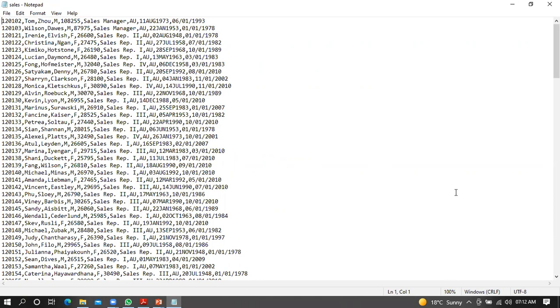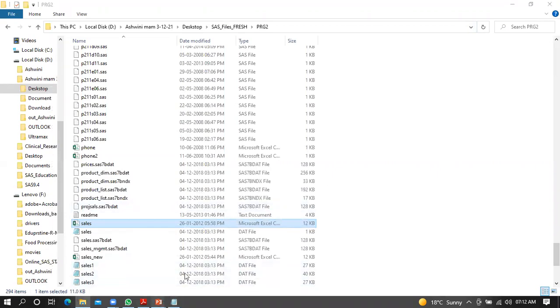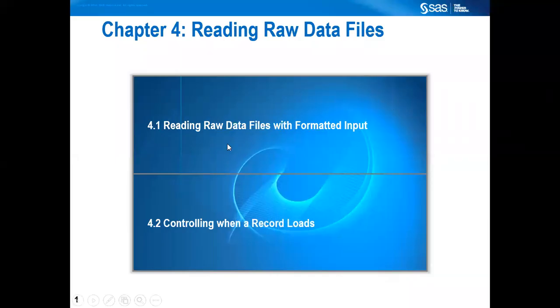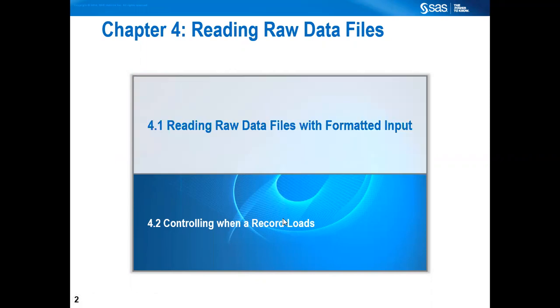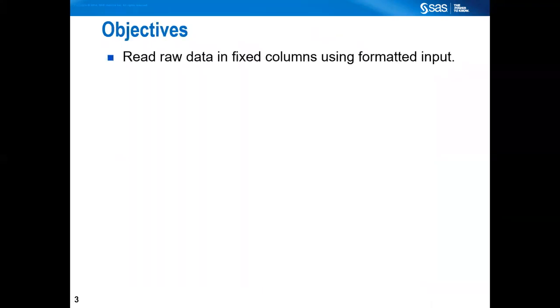So you have data in it, and we need this data to get into SAS, because we want to work in SAS. To work on this type of file in SAS, we have to read it into SAS, or convert it into a SAS file. And that is what our topic is all about: reading raw files. We'll be reading raw files with formatted input. What is this formatted input? We'll see that. And controlling when a record loads. What is that? We'll see that too.